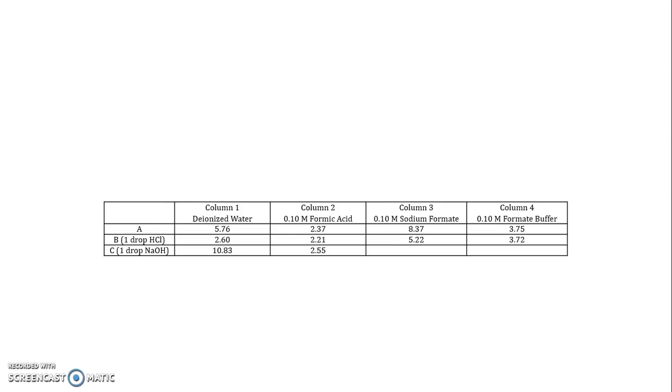When I add sodium hydroxide to the sodium formate solution, the pH jumps by crazy amounts to 11.51. And yet when I add the sodium hydroxide to the formate buffer, it merely changes by 0.02 units. Again, reflecting the fact that buffers resist pH change.